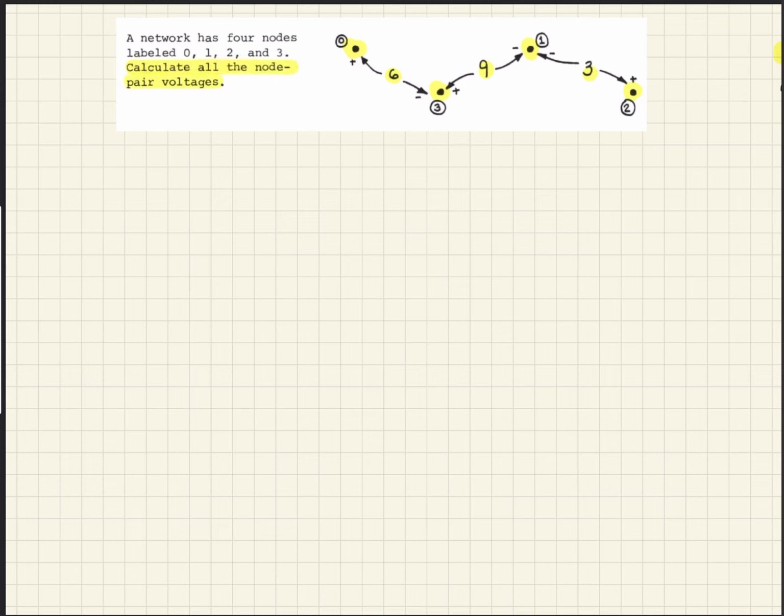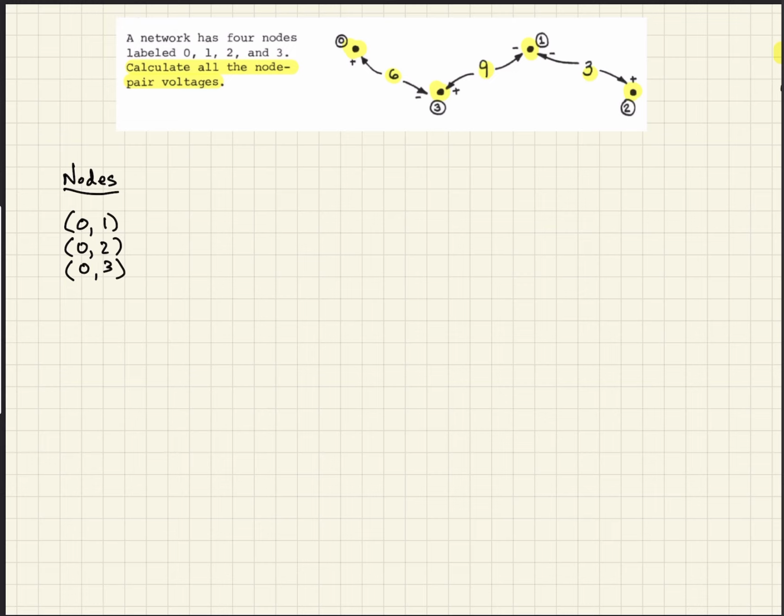So to do that, let's see what node pairs we have. So we'll go ahead and just write here nodes. And so we know we'll have node 0. It doesn't make any sense to talk about between 0 and itself. So we'll have 0,1. We will have 0,2, and we'll have 0,3. All right, so that's all the ones that can relate to 0.